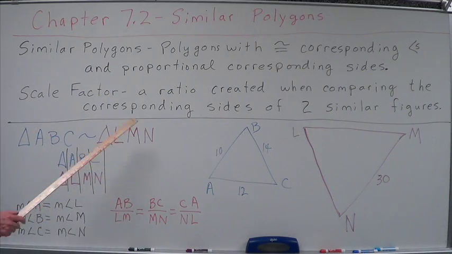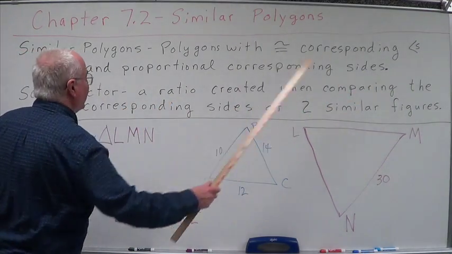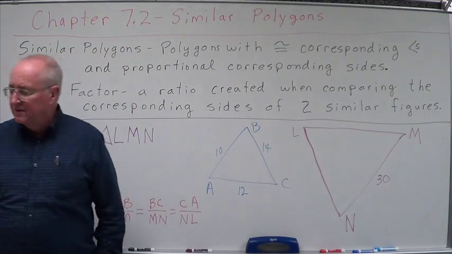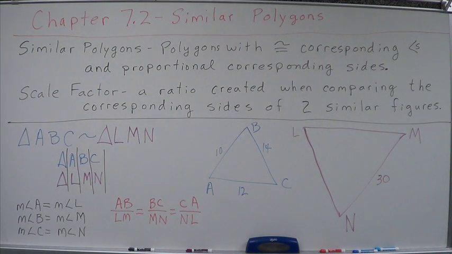Scale factor. A scale factor is a ratio created when comparing the corresponding sides of two similar figures. Notice that we're dealing with corresponding pieces. Corresponding parts of congruent triangles are congruent. Corresponding angles of similar triangles are congruent. Corresponding sides of similar triangles are proportional, but they have to be corresponding. So let's go back to our congruent days and remember what corresponding means.